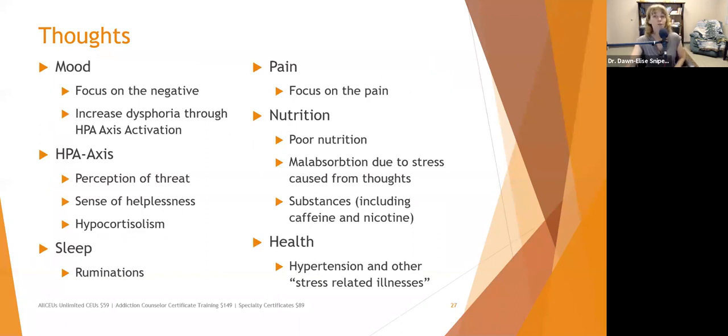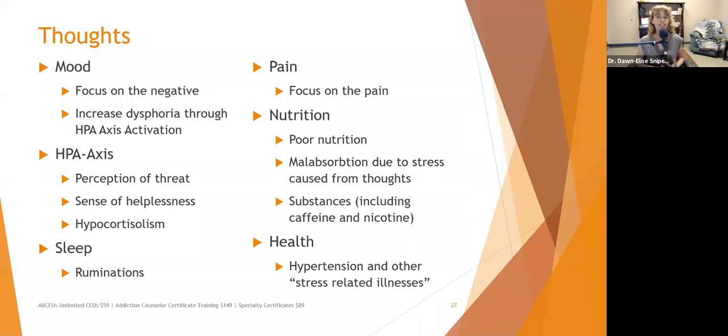Thoughts impact mood because it encourages people to focus on the negative, and it increases dysphoria through HPA axis activation. Negative thoughts trigger that HPA axis like crazy because it increases your perception of threat, your sense of helplessness. And if that HPA axis stays activated for too long, levels of cortisol will actually drop because of learned helplessness. The body goes, I can't defeat this stressor, so I'm going to conserve energy for a time when I might be able to.